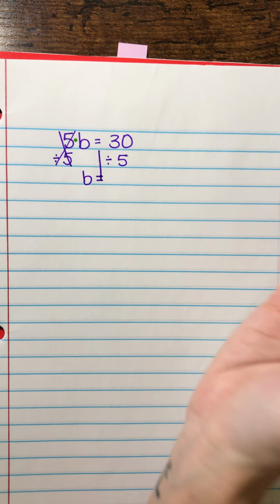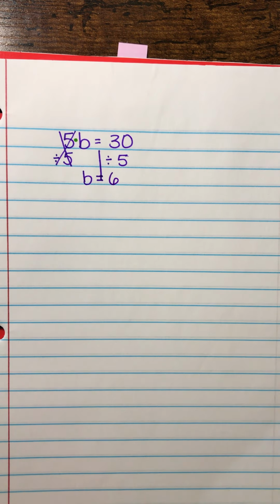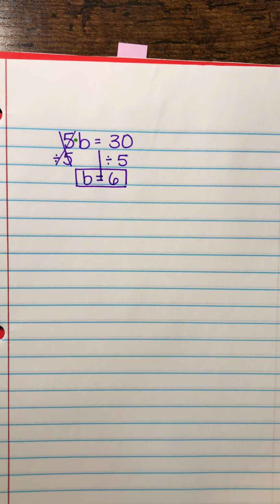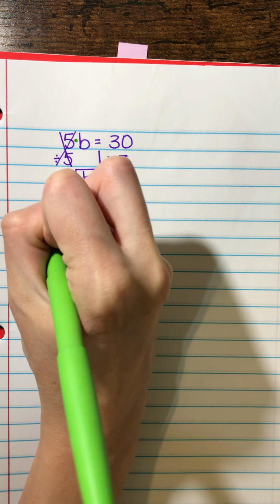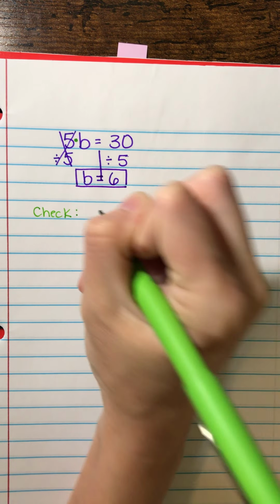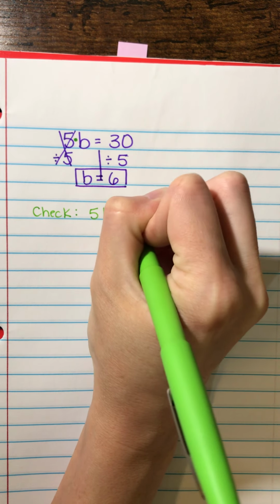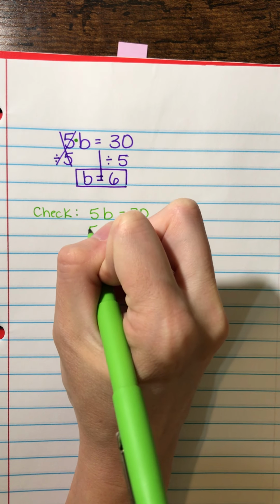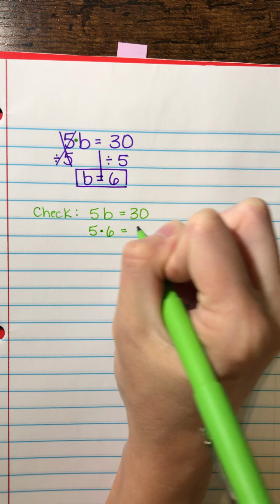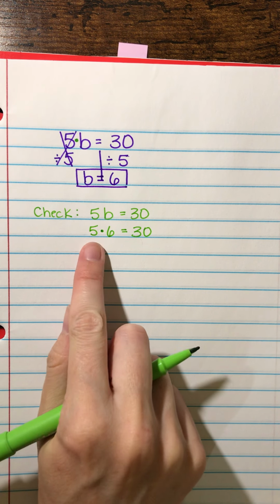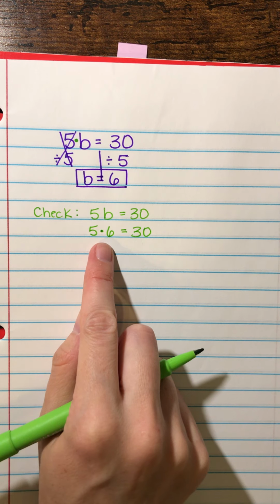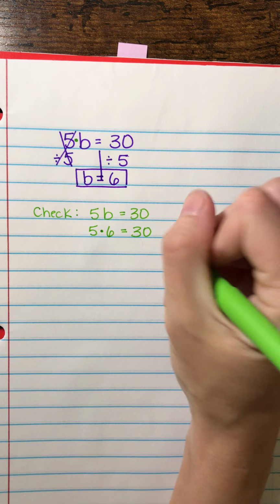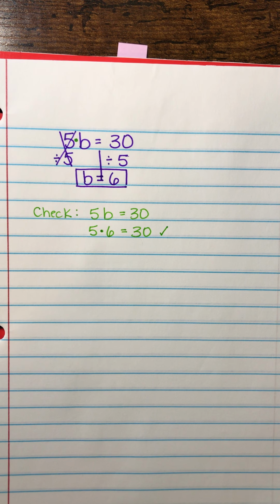So 30 divided by 5 makes 6. Again, I could do a double check if I wanted to on this. So let's say I just wanted to make sure I got my answer correct. To check this problem, I start with 5b equals 30. I am going to take the answer to b and fill it in there. And I remember that I've got my invisible multiplication right there in the problem. And I know that 5 times 6 does equal 30, so I got that correct.